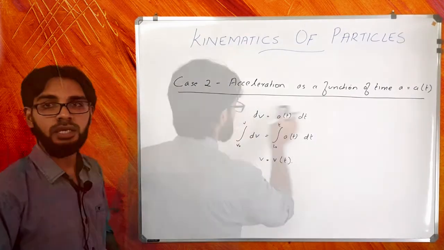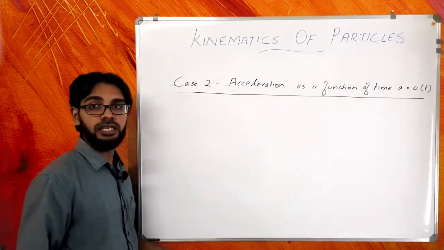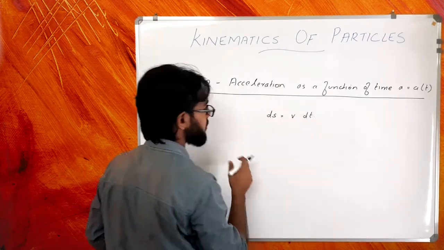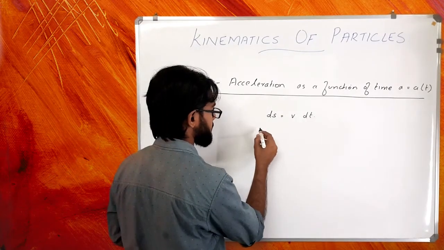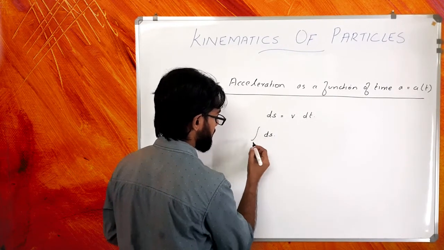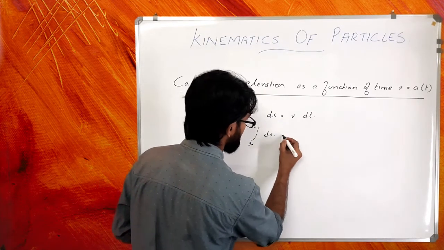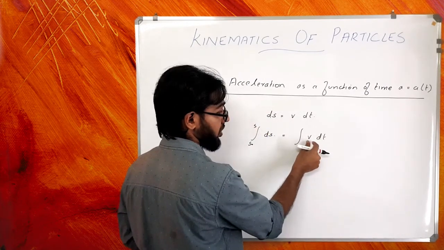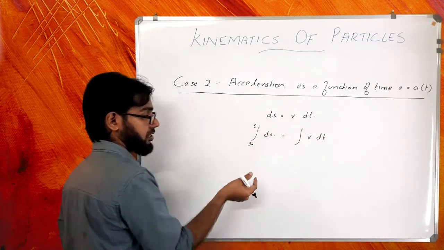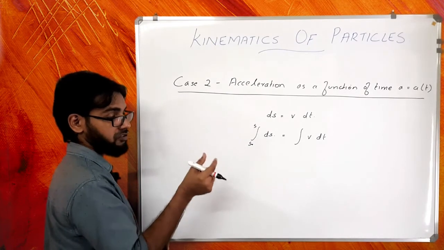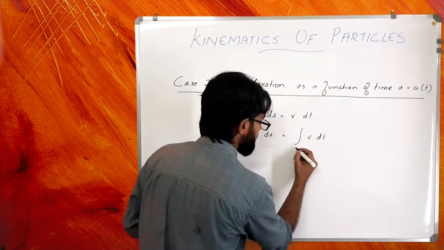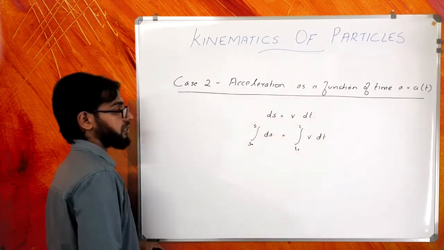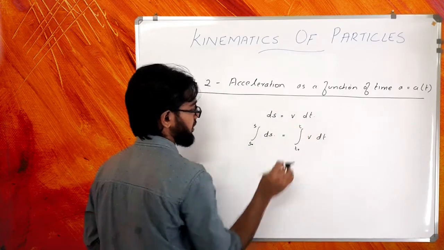When we solve this, we will get velocity as a function of time. We shall use the second equation, ds equals v into dt. Integrating on both sides, velocity initially from s0 to s, and since velocity is a function of time, as we just checked in the previous equation, here the time changes from t0 to t. The integration is done from t0 to t.